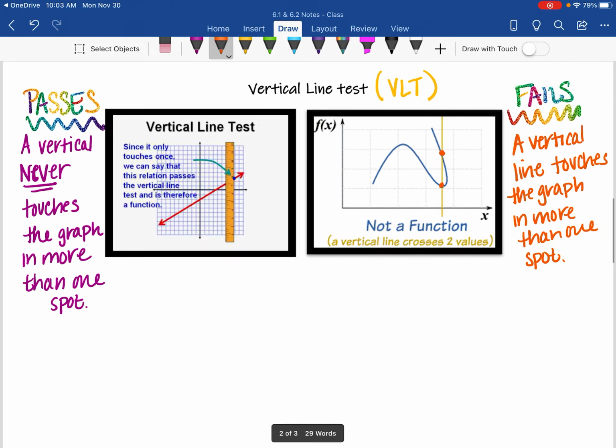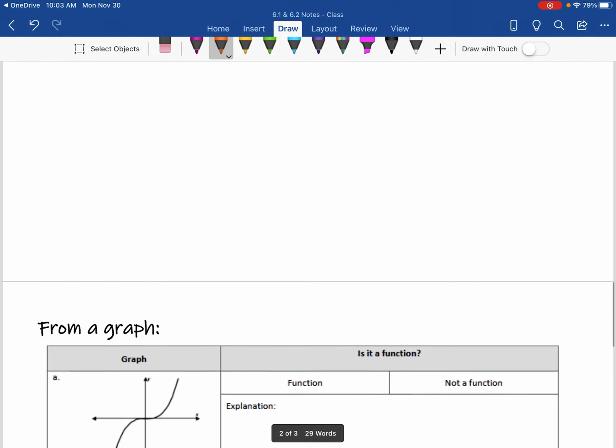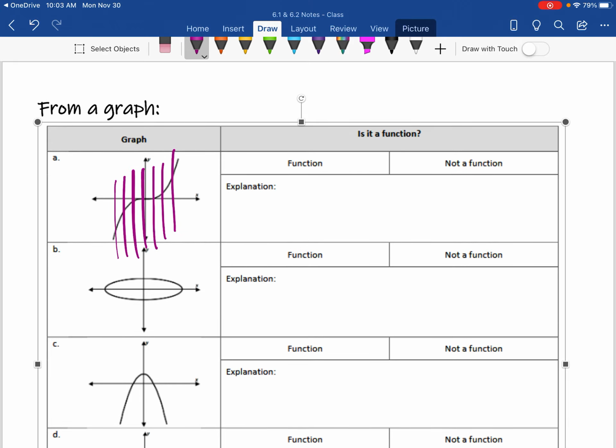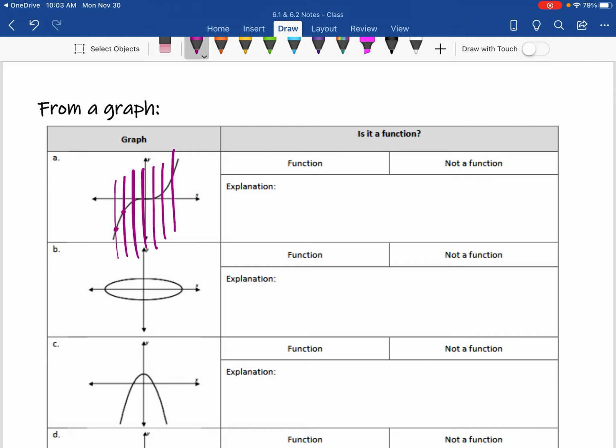Okay, so let's go ahead and look at some of these graphs. Now normally I would be demonstrating with my pencil as my vertical line, just moving my pencil left and right across the graph. We can't do that because we're virtual and you can't see me moving my pen or pencil. So I'm just gonna draw a series of vertical lines. Okay, and we're looking to see if these vertical lines touch in more than one spot.